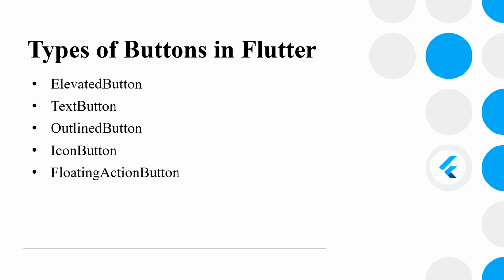Flutter has 5 different kinds of buttons: elevated button, text button, outline button, icon button, and floating action button. Out of these, the floating action button we have already learned in a previous video.